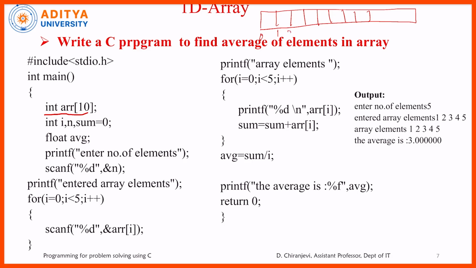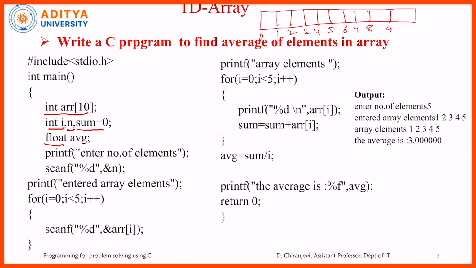So 0, 1, 2, 3, 4, 5, 6, 7, 8, 9. Okay, and then here you have declared i for initializer, n for number of elements, and sum is 0. As I said, to find the average you must know the sum. So sum you have initialized to 0 and then you declared average. Average must always be declared as float, so the average you will always get in float.